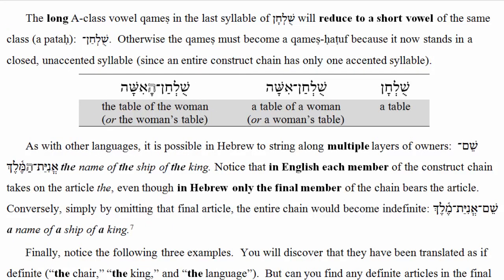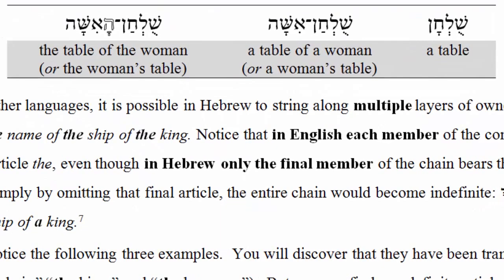The principle at work driving a long vowel, kametz he, to a short vowel, patach, followed by a tav, is similar to what we find in this next spelling principle. A long A-class vowel, kametz, in the last syllable of a word like shulchan, will reduce to a short vowel of the same class, an A-class vowel, namely a patach. So shulchan, ending with kametz as its last vowel, will reduce to shulchan with patach as its last vowel.